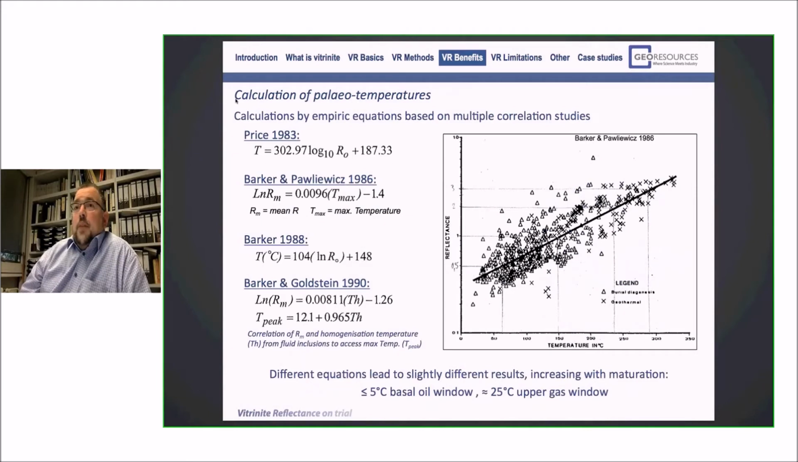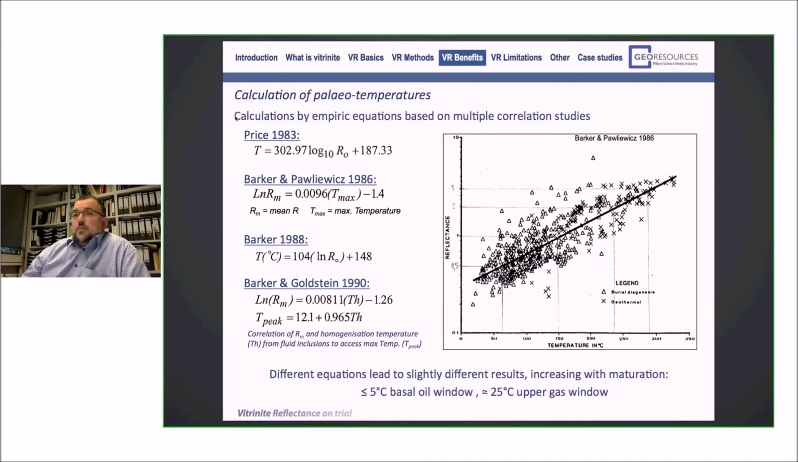The other point, which is a big benefit of vitrinite reflectance, is that we can calculate paleo-temperatures. And this is quite good, much better than with a lot of other maturation tools that we have. There are really well-proven empiric equations where we can calculate, with high precision, the exact maximum paleo temperatures the rock has suffered, from vitrinite reflectance.